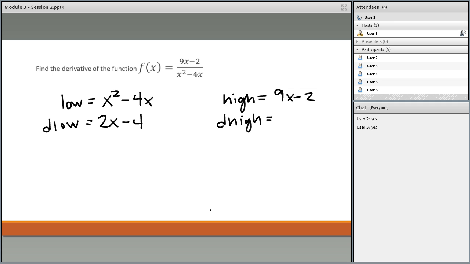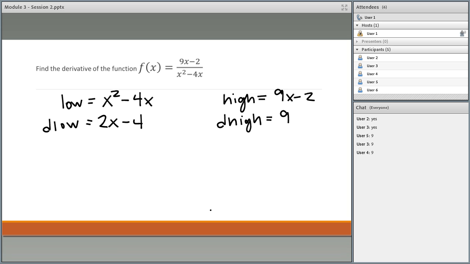Two x minus 4. So x squared, I take the 2 to the front and subtract 1 from the exponent. And the derivative of negative 4x, technically there was a 1 here, so when I bring the 1 to the front and subtract 1 from the exponent, I end up with an x to the 0, which is just 1. So I have 2x minus 4. And what about d high? What's the derivative of the numerator? Good, just 9. The 9x, when I take the 1 to the front and subtract 1, I'm just left with 9. And the negative 2 is a constant, and the derivative of any constant goes to 0.